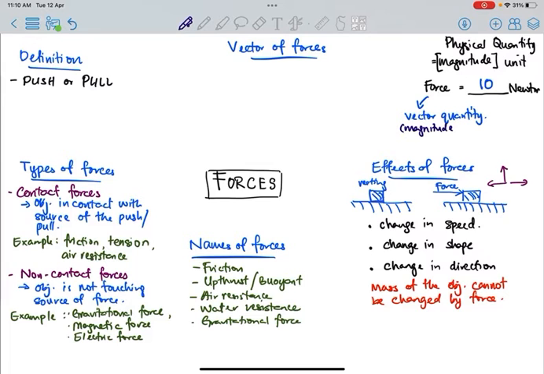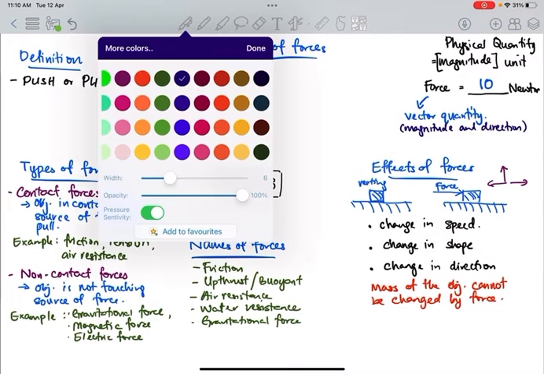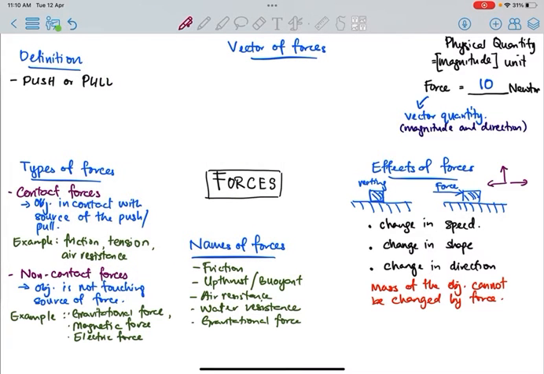So in our case, our magnitude is 10 Newton. And the direction we don't know yet. Let us set one direction. So let's say for our case, we want the force to be acting to the right, and the value is 10 Newton. So we have a 10 Newton force to the right. So we can represent this sentence with a vector.